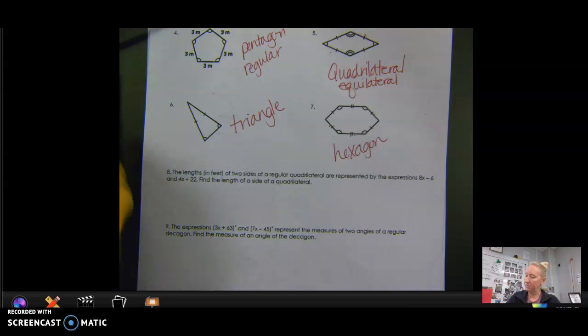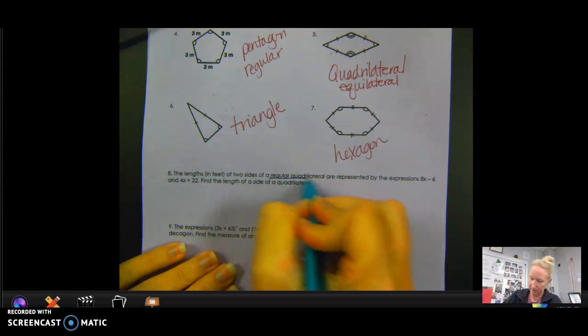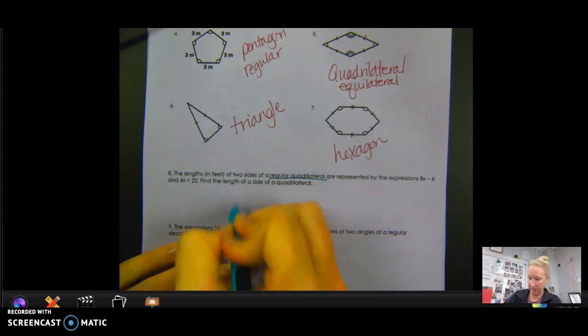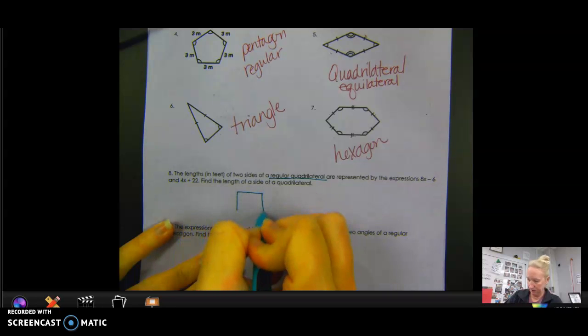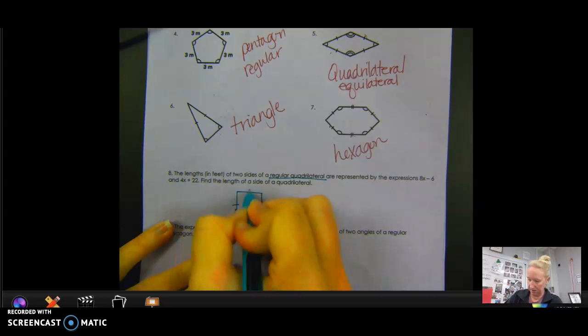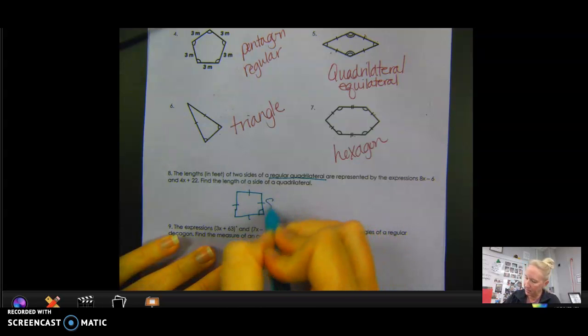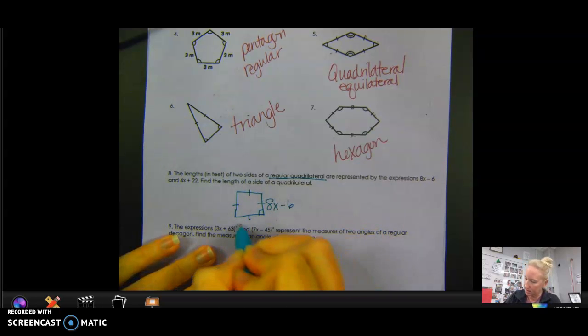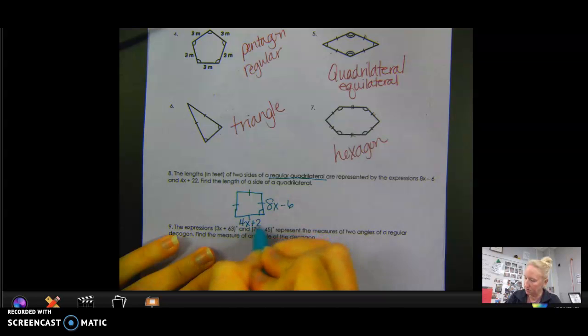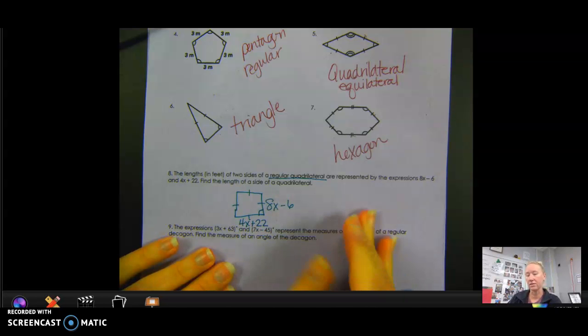All right, number 8. The lengths in feet of 2 sides of a regular quadrilateral. So a regular quadrilateral would actually be a square, because regular means all sides are equal and all angles are equal. They're represented by 8x minus 6 and 4x plus 22. Find the length of a side of the quadrilateral.